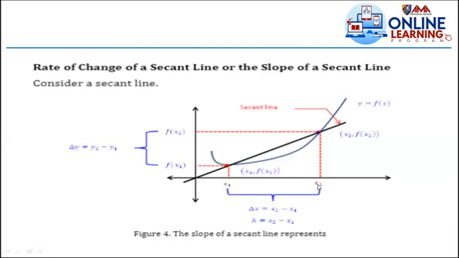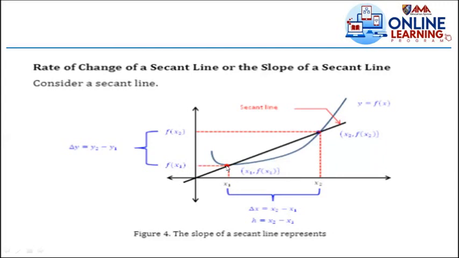And also, we have your x2. Project it upward, project it to the left, then we have your y2, which is the function of x2. The coordinate here is x2 and the function of x2. Okay? So, delta y is equal to y2 minus y1. From here to here, that vertical distance is what we call delta y. Or, that's what we call the rise.